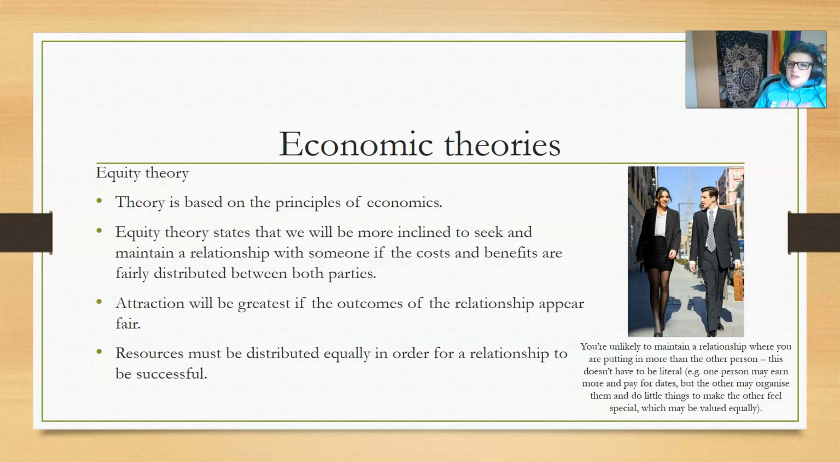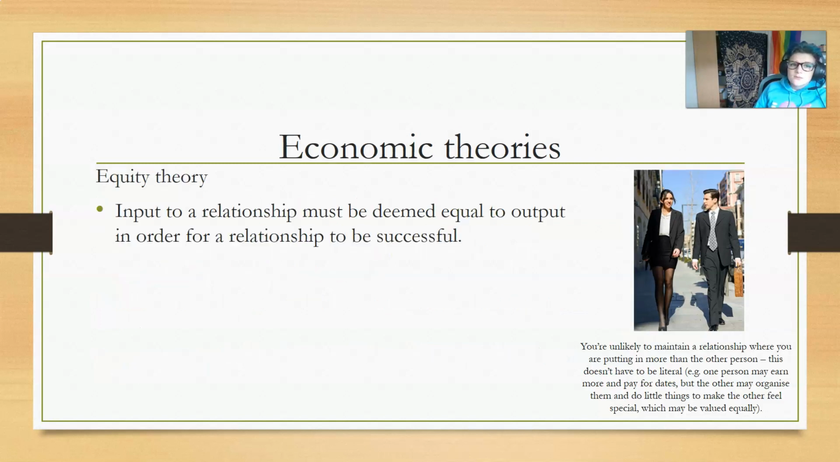Our next economic theory is equity theory. Again, this is based on the principles of economics. Slightly different to the social exchange theory, equity theory states that we'd be more inclined to seek a relationship with someone if the relationship is fair, if the costs and benefits are fairly distributed between the parties. So attraction will be greatest in the fairest relationship, but resources must be distributed equally between partners in order for the relationship to be successful.